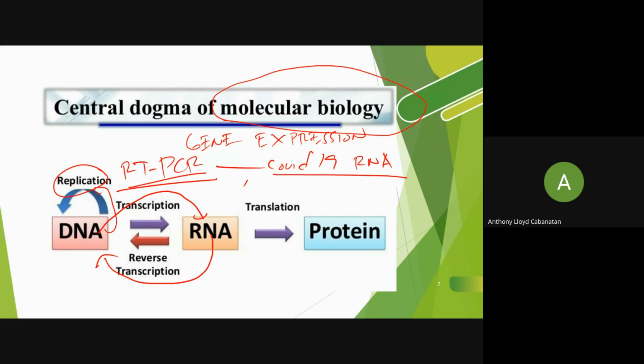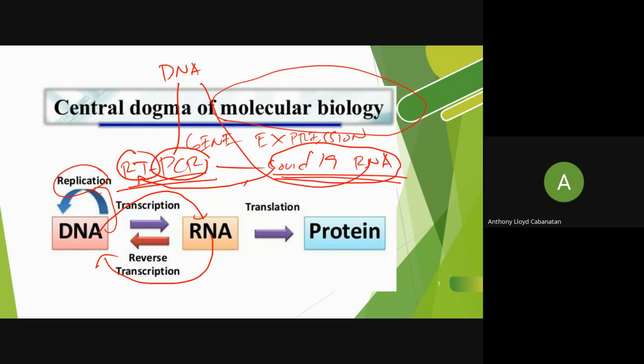Ganito yon. Si PCR po can only detect DNA viruses. Okay? It can only detect DNA viruses. Paano ngayon si COVID-19 na detect? Ganito. Si COVID-19 RNA will undergo RT. Ano yung RT? Reverse transcriptase. Ibig sabihin, si RNA will be converted into DNA. Di ba?